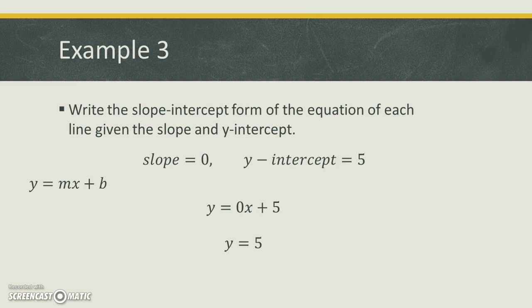Okay, so normally you'd be done in that first line. Here we had to simplify it a little bit further. Now it's y equals 5. That's actually a horizontal line through 5 on the y-axis.